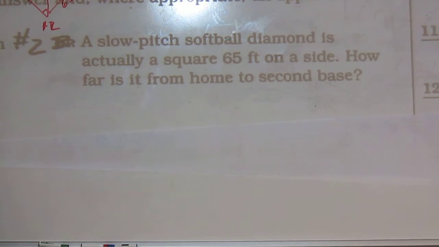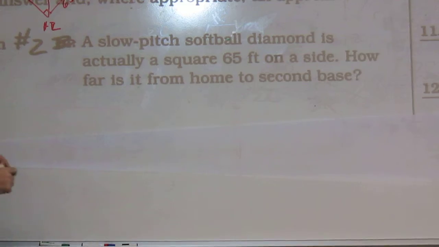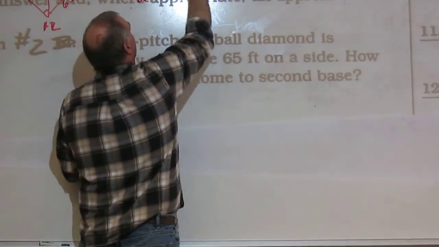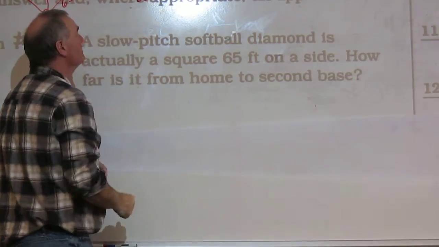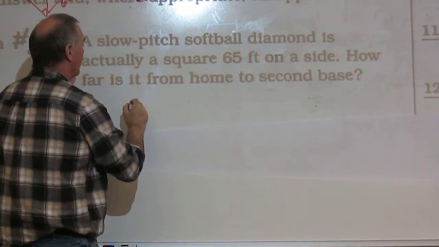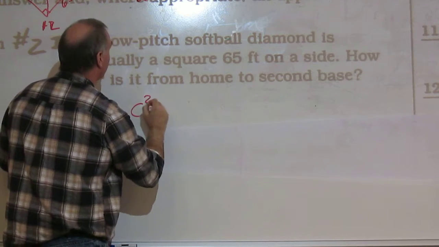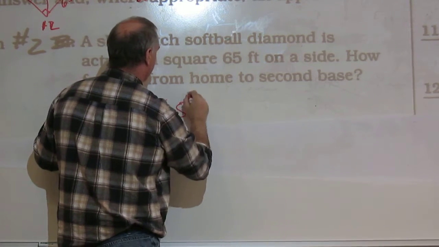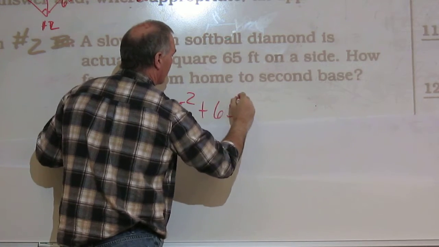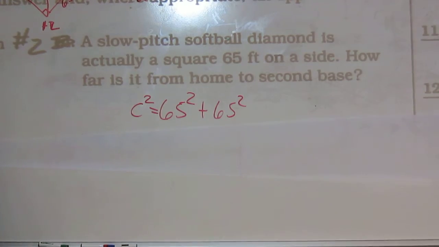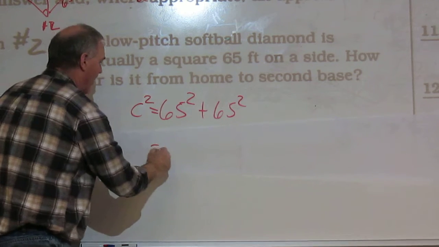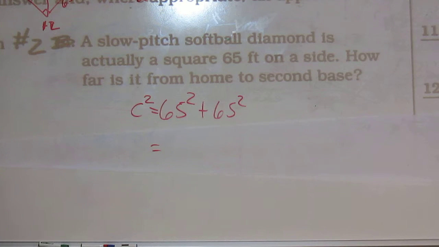Just as an aside, to know what to look for, we can label these A, B, C. And I know that C squared is going to be equal to 65 squared plus 65 squared. We won't go any further with this. Go ahead and crunch your own numbers for it. I'll wait just a moment.